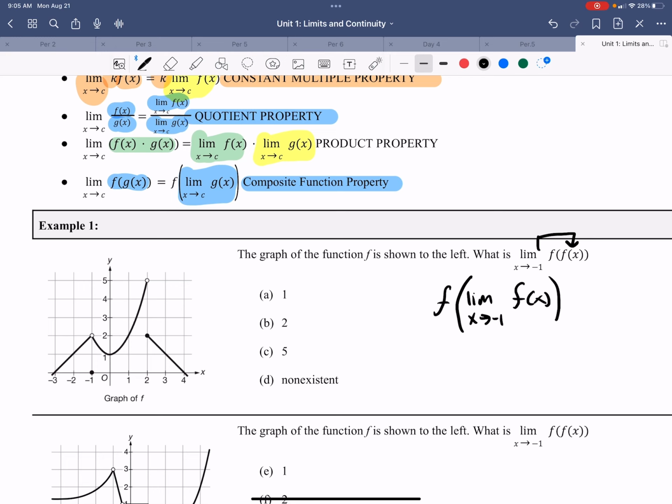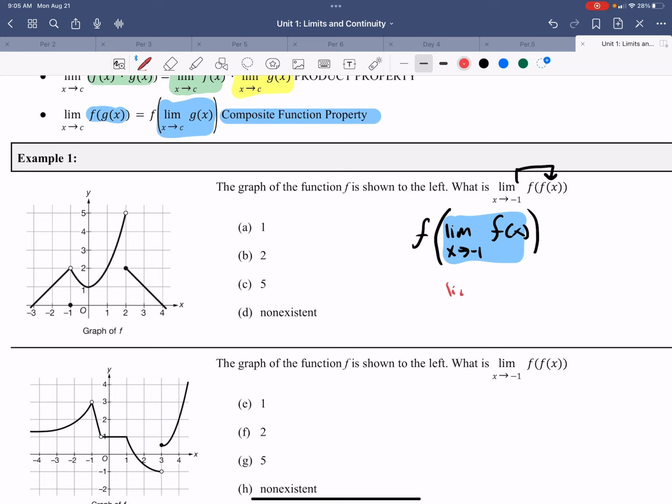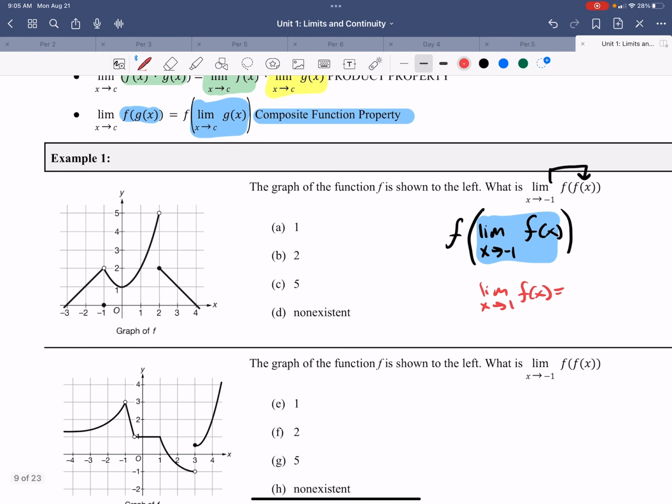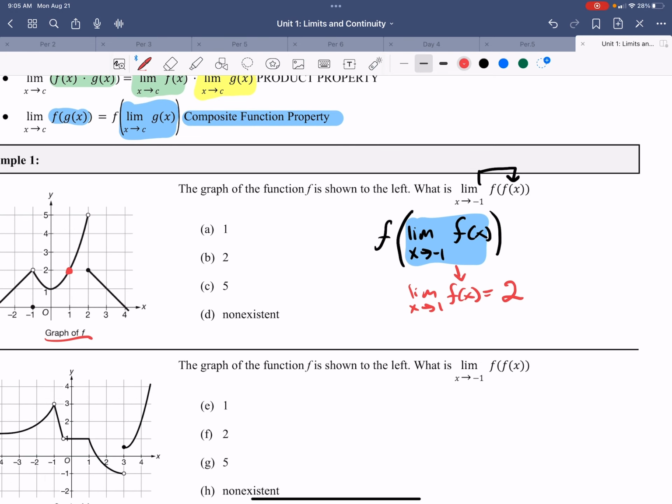Now we have to figure out what this is. Once we figure it out, we can do the rest of the problem. So what is the limit as x approaches -1 of f of x? Let's find out. If we go over here to f, we have a solid point there. So our limit there is 2, because the left side is 2 and the right side is 2. Now that we know this, we just have to find f of 2.